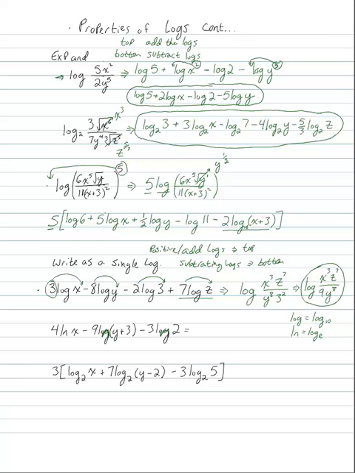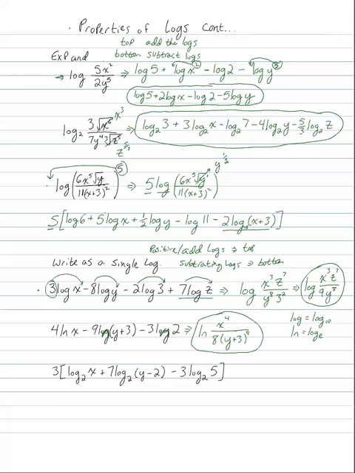Okay, so if I'm going to write this as a single log, I'm going to write natural log, since that's what I'm working with. And let's see, stuff that's positive or being added goes on top. So my 4 natural log of x is positive. That means I have x to the 4 on top. And things that are being subtracted are on bottom. So my minus 9 natural log of y plus 3, I'm going to have y plus 3 to the 9. And my minus 3 natural log of 2, so I'm going to have 2 cubed on the bottom, which is 8. That's it.